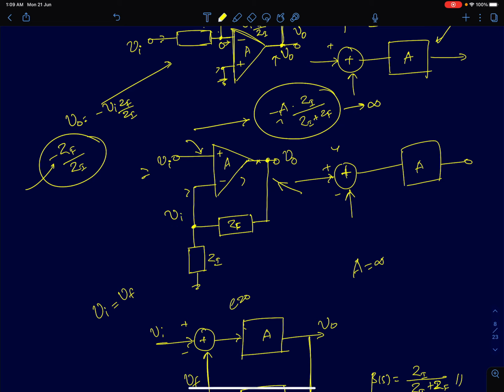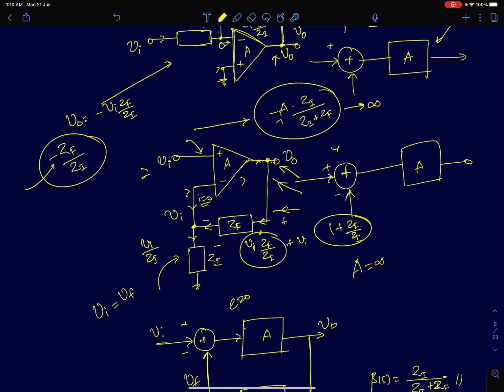If this node is Vi, the current flowing through this impedance is Vi by Zi, and that current has two paths. Because the input impedance again is infinity for the ideal op-amp, it has to fully flow through Zf, and the voltage developed across Zf will be Vi into Zf by Zi. The output voltage, the voltage at this node, will be the sum of the voltage across Zf plus the voltage across Zi. That will simply be Vi into Zf by Zi plus Vi. So you get a transfer function of 1 plus Zf by Zi. This is called a non-inverting amplifier.